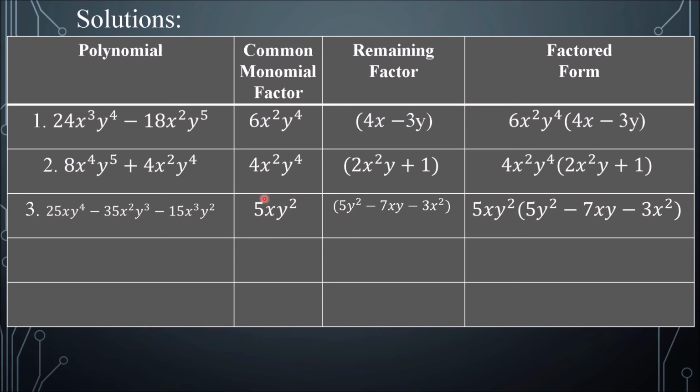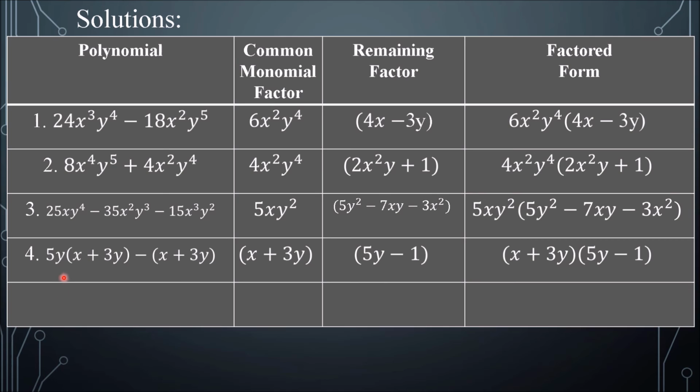Now, extracting this from here, we have 5y squared minus 7xy minus 3x squared. That will be the remaining factor. Now combining the two, we have 5x y squared times 5y squared minus 7xy minus 3x squared. That will be the factored form and the final answer.